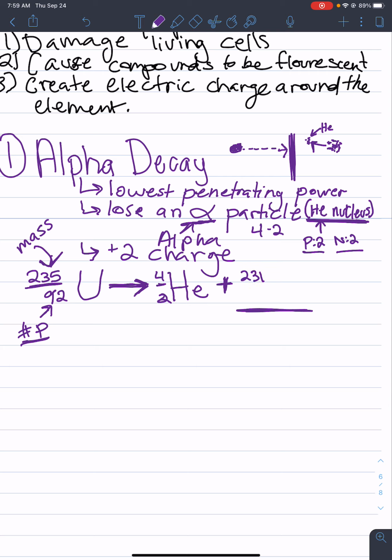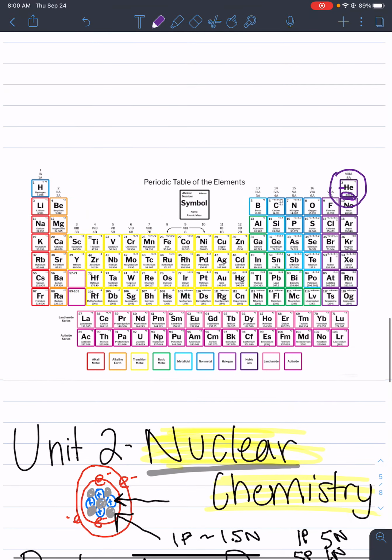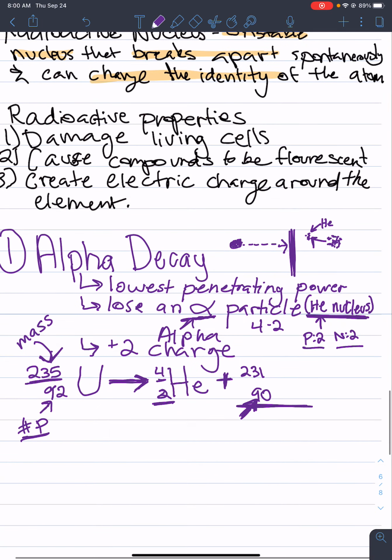On the bottom, we have 92 protons, and then 2 protons leave. So if we had 92 and 2 leave, we're going to have 90. Now we have to figure out what element this is. If you remember, our number of protons tells us which element it is. So we scroll up to our periodic table and find 90. I know sometimes it's hard to find these. 90 is down here. It's Th. So this is going to be Th.